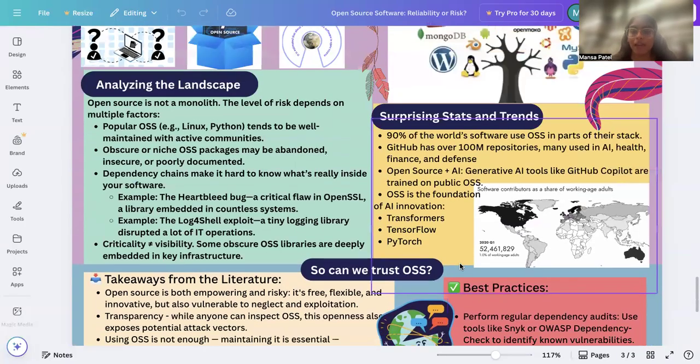Some of the surprising stats that I came across were that around 90% of the world's software uses OSS in at least some parts of its stack. And GitHub has over 100 million repositories, which power anything from AI, healthcare, finance, and defense to some of the critical Gen AI tools, such as GitHub Copilot, and also Transformers, TensorFlow, and PyTorch, which are part of the OSS world.